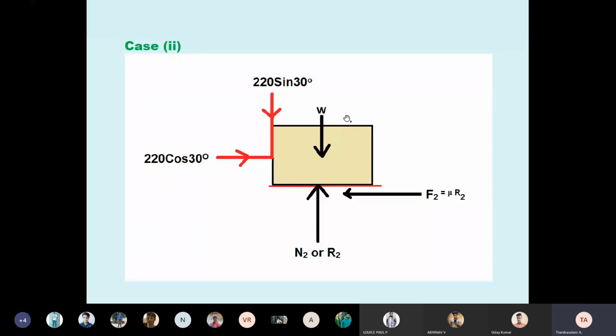So the same body, the weight is common. Only the applied force is different. That's why the reaction will be different. That's why I take F2, case 2. F2 equal to mu into R2. Okay, the same method. Use the equilibrium equation.